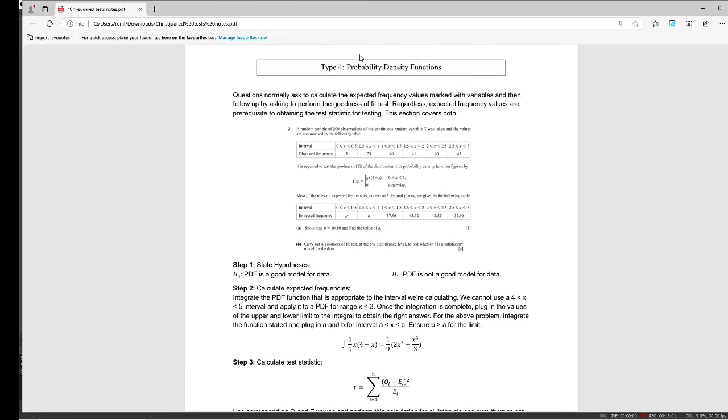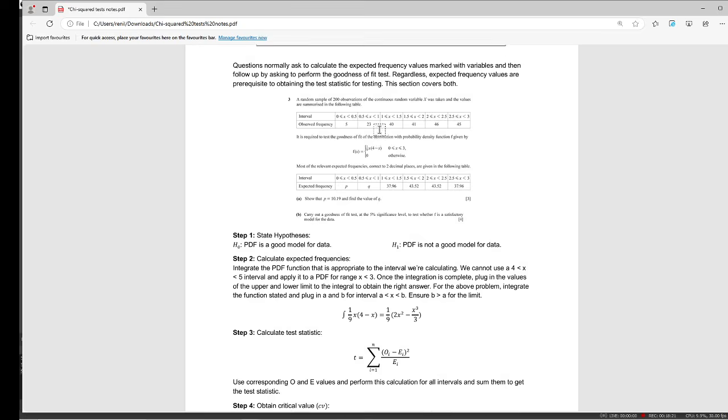Okay, moving on to type 4, probability density functions. This you've obviously come across in continuous random variables, which is the first chapter that's introduced in further statistics. Good news, you don't need to know much of that. Actually, you don't need to know any of it. We just need to know principles of integration, and it's really simple.